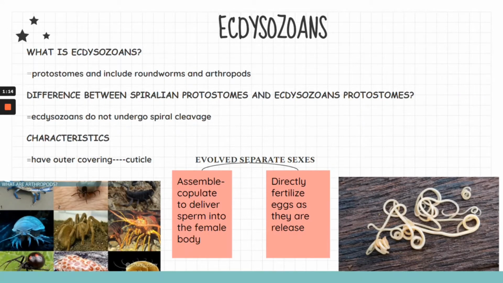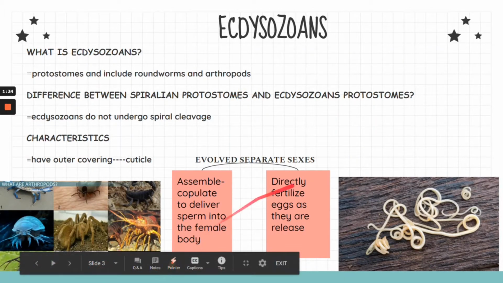Ecdysozoan have an outer covering that we call a cuticle, which will protect and support the animal and periodically shed to allow growth. So bila sampai masa dia untuk membesar, the cuticle tu dia akan peel off, so the animal can grow into a larger size. Okay, so this is the example of the roundworm, and this is the example of the arthropod.